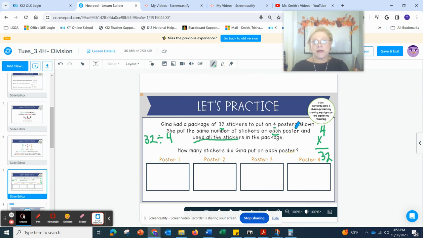So I'm going to change my pen color a little bit. And I'm going to first start by modeling it out. So I need to put 32 stickers on these 4 posters. Now I'm going to put 32 stickers on poster 1, 32 on poster 2, 32 on poster 3, and 32 on poster 4. No, that's going to give me way too many stickers. I had to break those 32 stickers up onto those 4 posters.